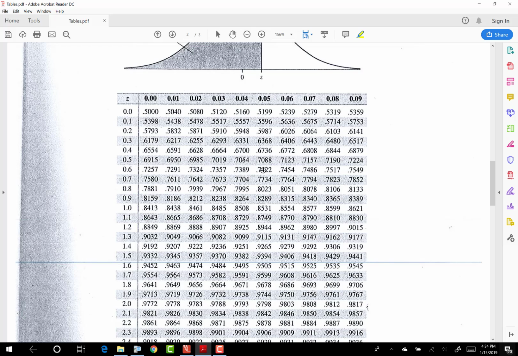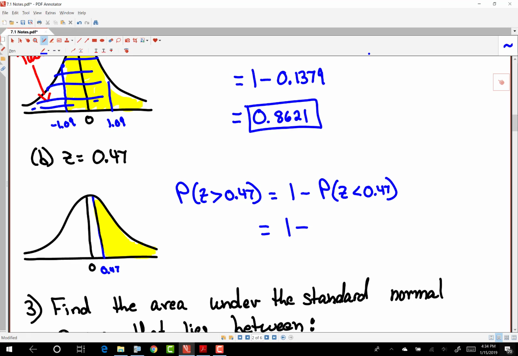for 0.47, we're going to start with 0.4 right here, and then go over to 0.07 right here. And so you can see we get 0.6808. And so when you subtract that from 1, we get 0.3192. So that's about 30% of the total area that is shaded. Okay, so that's how you do them when they're to the right.